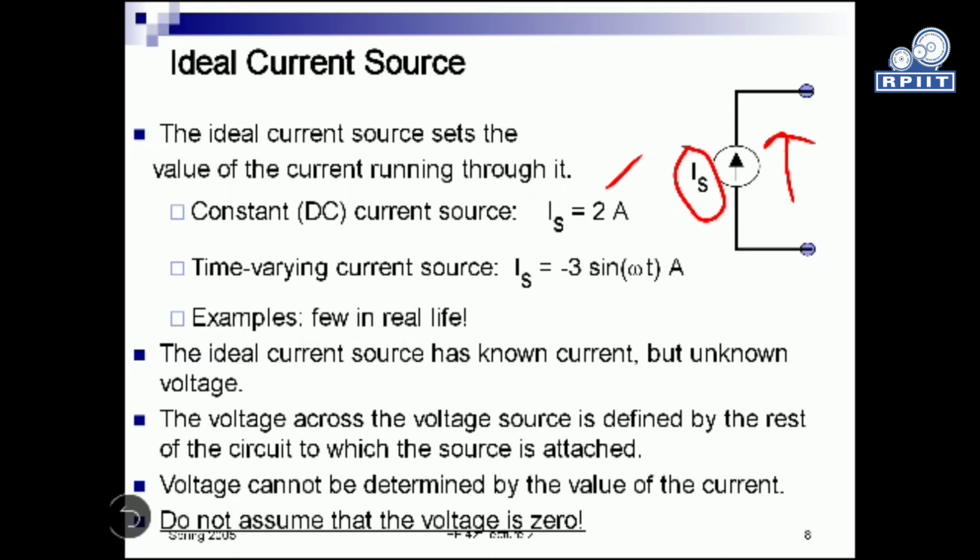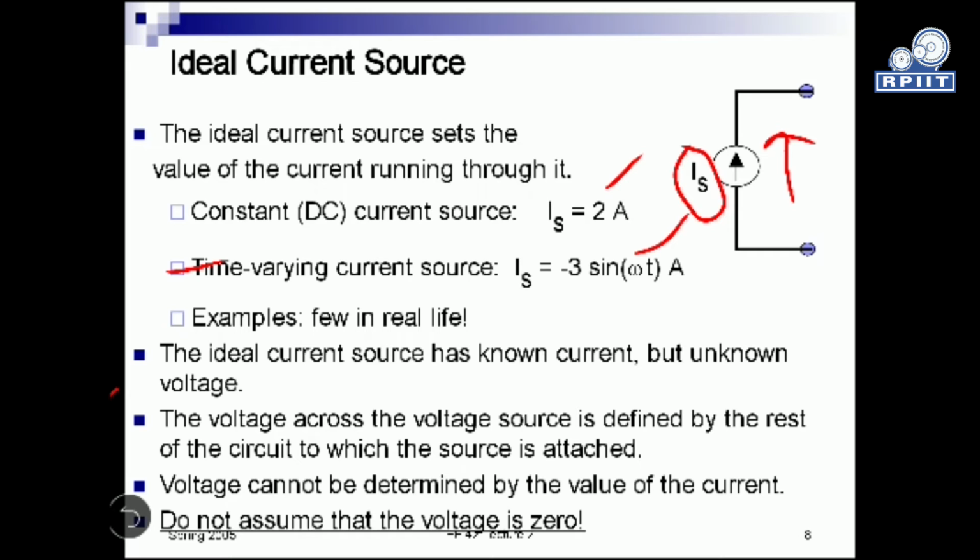Similarly, the time varying current source is Is equal to minus 3 sine of omega t ampere. So here again our sinusoidal signal is a function of our frequency, so it will vary as the frequency is increased. Ideal current source examples are very rare in real life. There are only a few examples of the ideal current source.